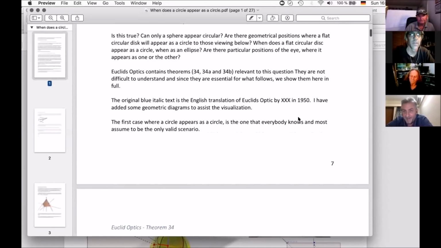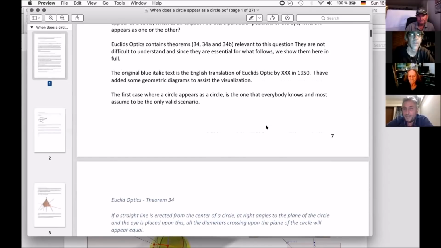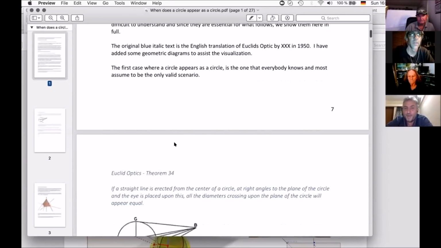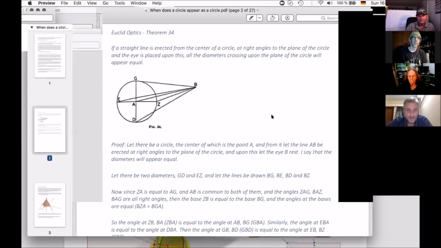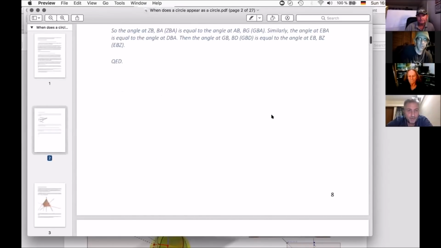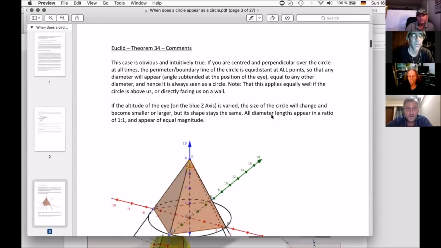In this translation of Euclid's Optics into English, he has some theorems that describe how a circle appears. So I went through this paper. This is the original proof from Euclid, in blue, and I then remodeled them in GeoGebra. So let me just go down to it here.